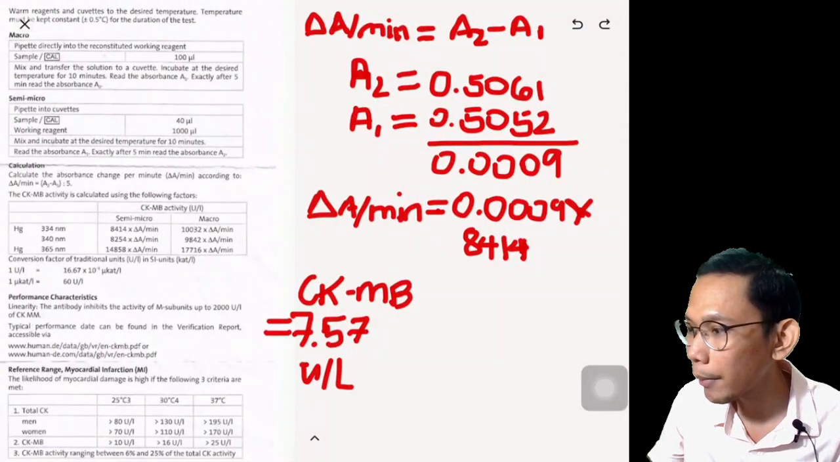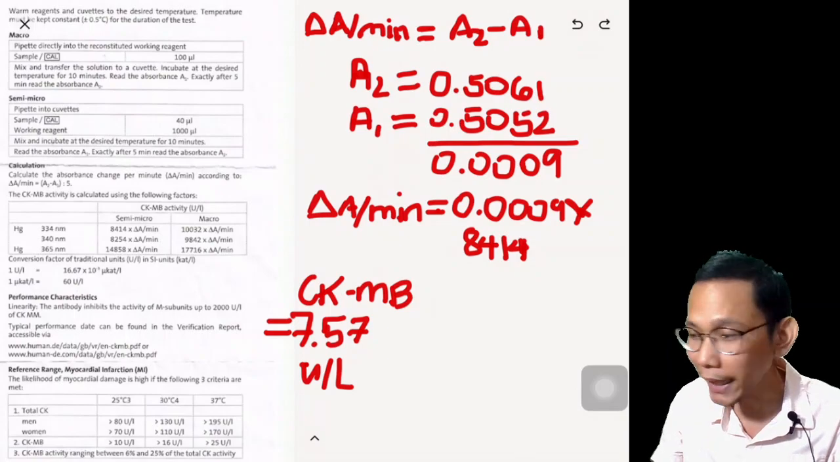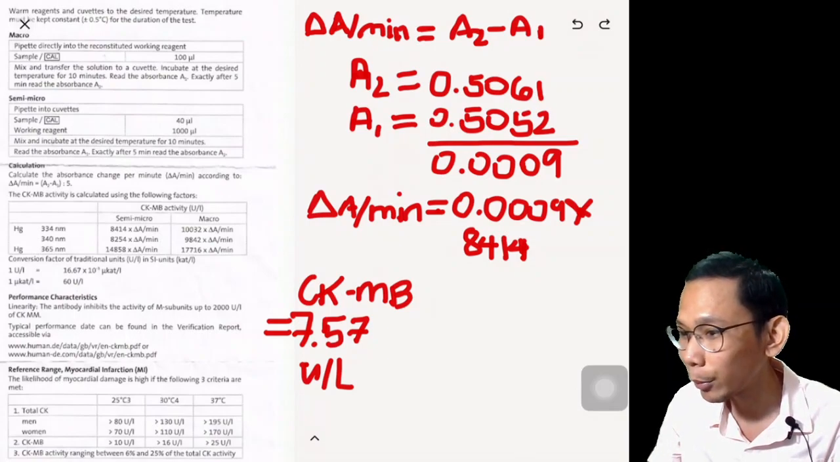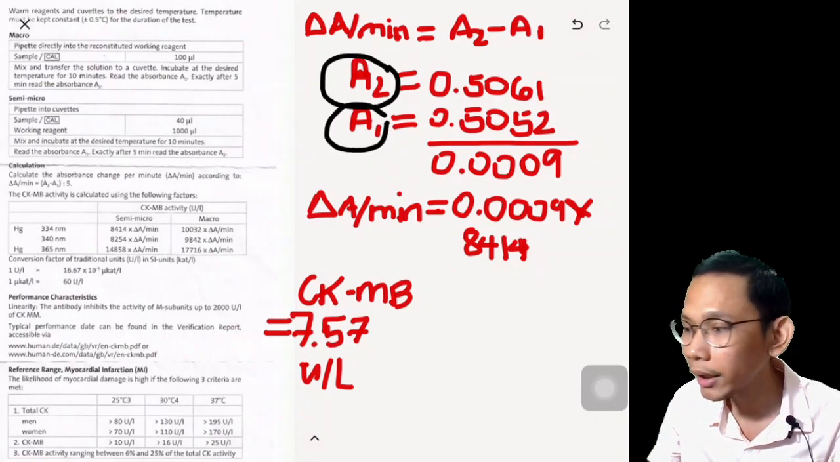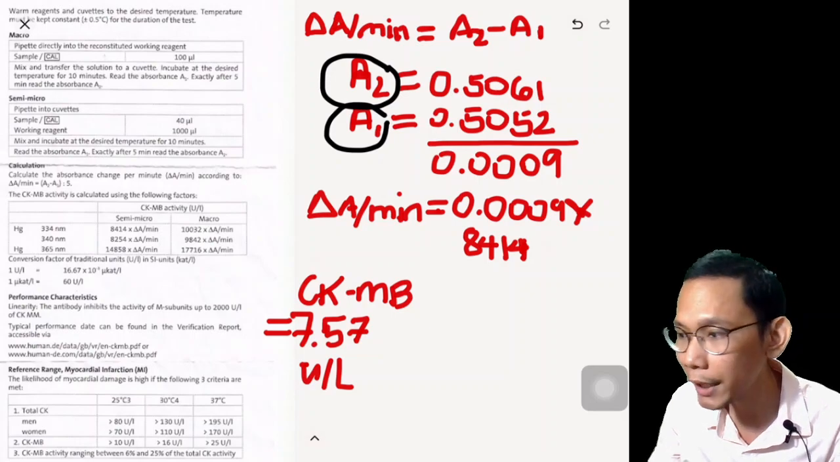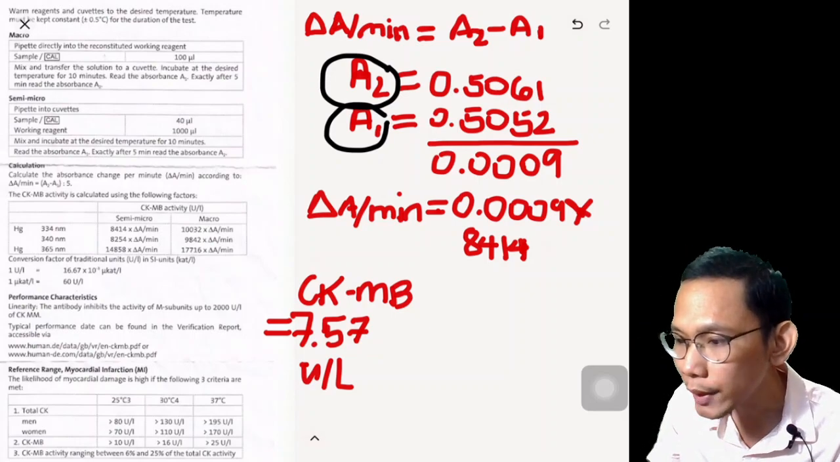Dito, at least tama ang nalagay natin. Sa example natin dito, tama ang na-check sa formula. Again, your A1 was 0.5052. Your A2 is 0.5061. Anong next procedure natin dito?